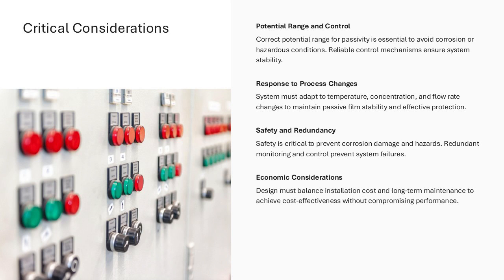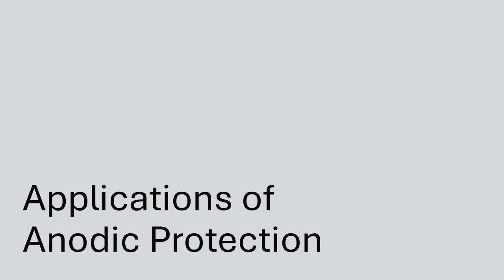Safety is another critical aspect, as improper potential control can lead to transpassive corrosion or hydrogen evolution, causing equipment damage or hazardous conditions. Additionally, the design should account for redundancy in monitoring and control to prevent failures. Economic factors, such as initial installation costs and long-term maintenance, must also be evaluated. A well-designed anodic protection system balances technical performance, operational safety, and cost-effectiveness, making it a sophisticated solution for corrosion control in aggressive environments. Where is anodic protection used?